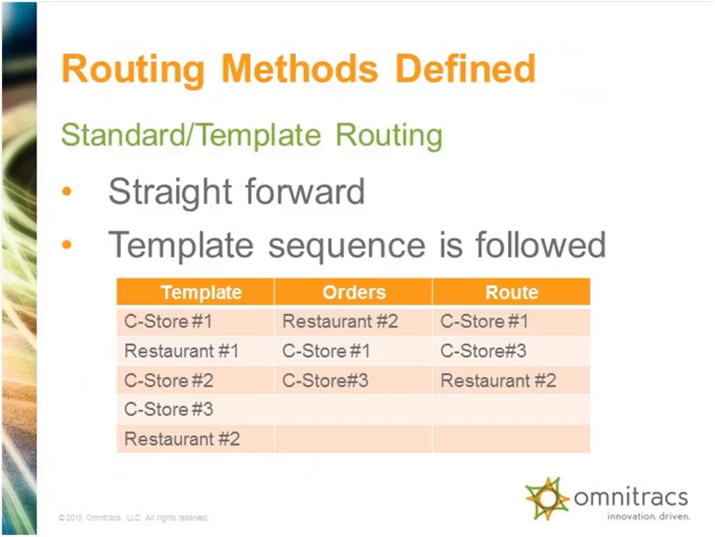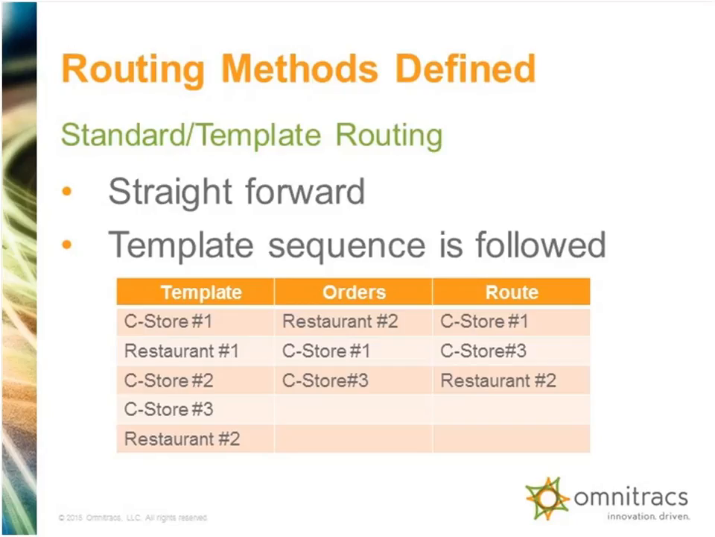Routing methods defined. The simplest and most straightforward routing method is standard or template routing. What that is, you have a template that you've already pre-sequenced with certain stops on it. In my example here, I have C-store number 1, restaurant number 1, 2 other C-stores, and then another restaurant. If orders come in, and it doesn't matter in which order the orders come in, they will always be routed in the order of the template.